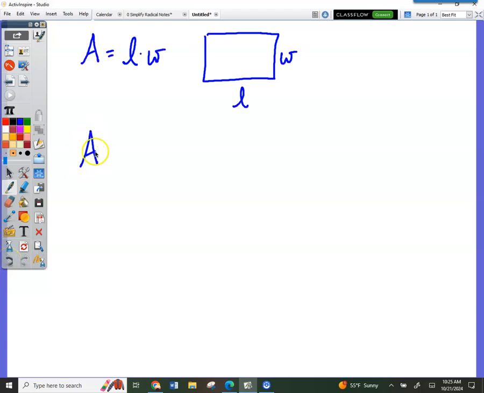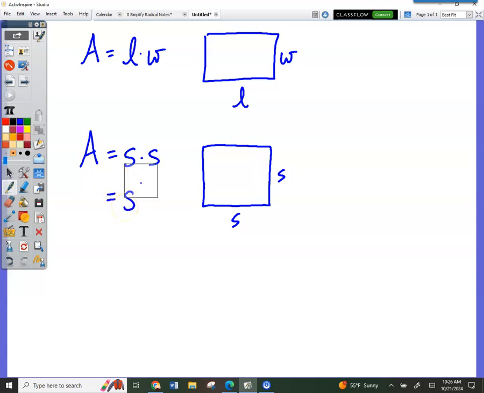What if I had the area of a square? What's the difference between a square and a rectangle? All sides are equal. So instead of length and width, which implies two different sides, now we just have an S, S and S for side. So what is the area of a square? S times S. How can I simplify that?